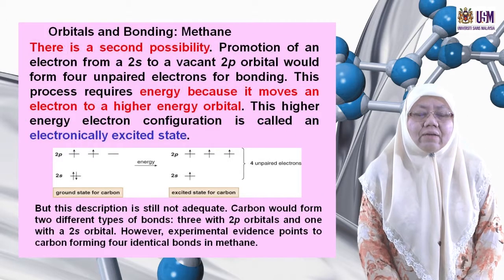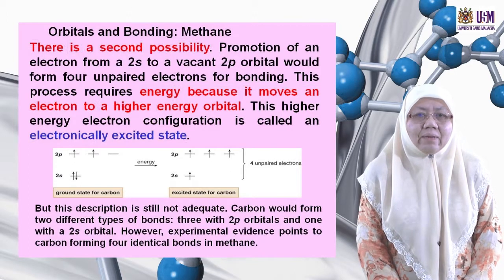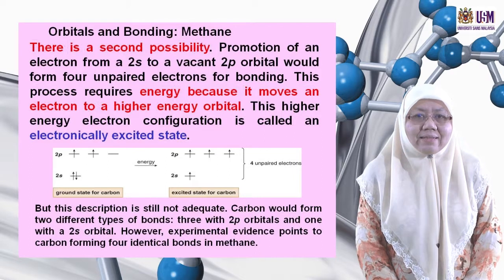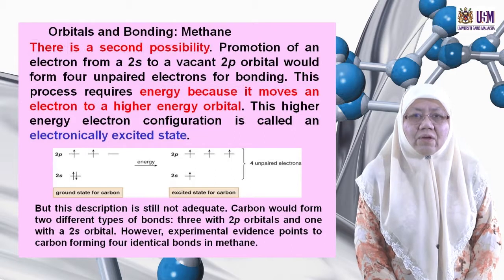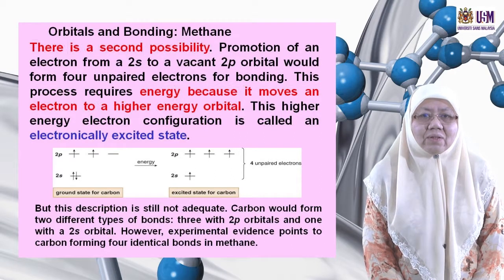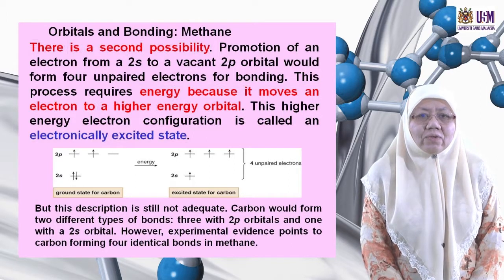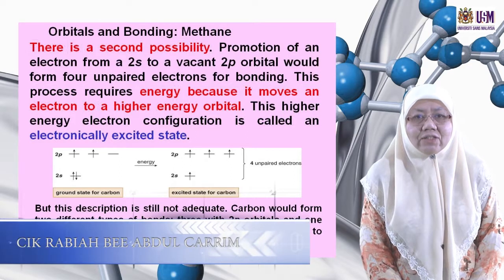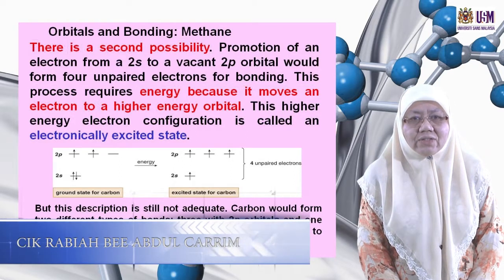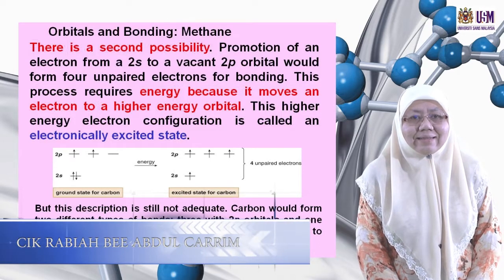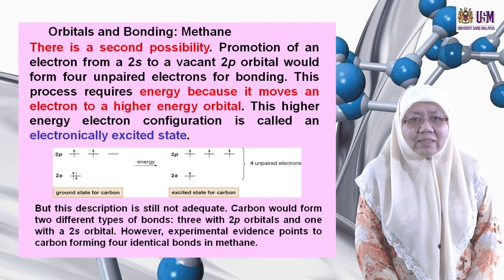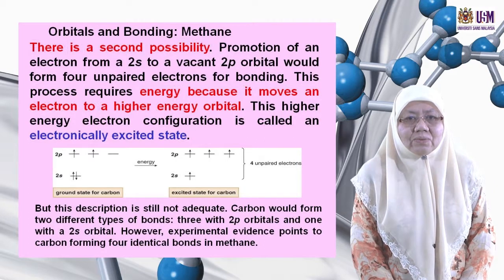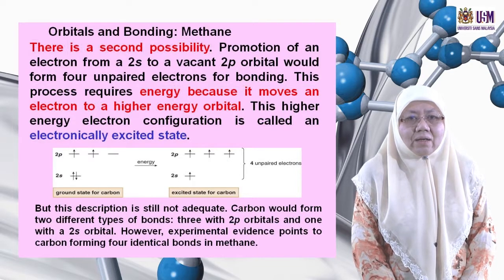A second possibility for the bonds formed in methane, we can say that what happens is a promotion of an electron from a 2s orbital to a vacant 2p orbital would form four unpaired electrons for bonding. This process requires energy because it moves an electron from a lower energy level to a higher energy level. This electron configuration is called an electronically excited state. And from the diagram given, you can see there is a promotion of an electron from the 2s orbital to the 2p orbital.